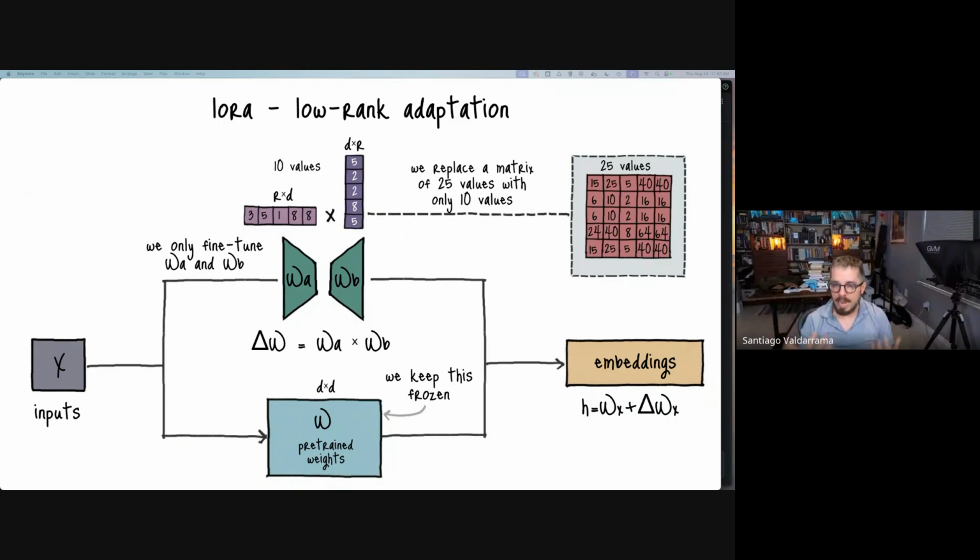And what LoRA creates is this adapter, okay? So think of the adapter as these two pentagons that I have.